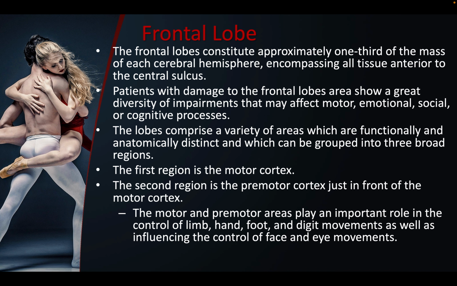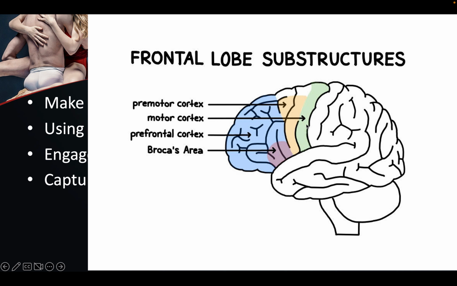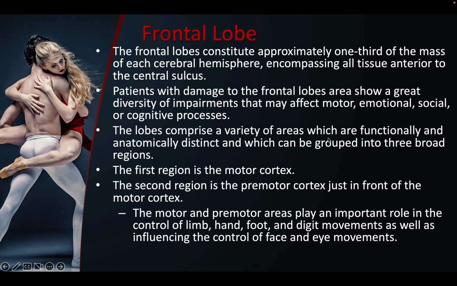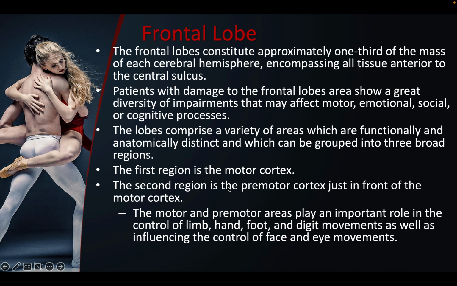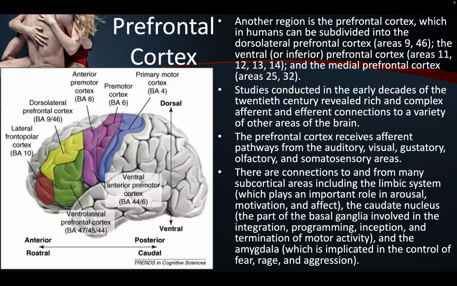The first region is the motor cortex, and we saw that as the yellow region back here. I'm sorry, the green region is the motor cortex. The second region is the premotor cortex, just in front of the motor cortex, which was the yellow region that we saw, and then the blue region is the prefrontal cortex. The motor and premotor areas play an important role in the control of limb, hand, foot, and digit movements, as well as influencing the control of face and eye movements.